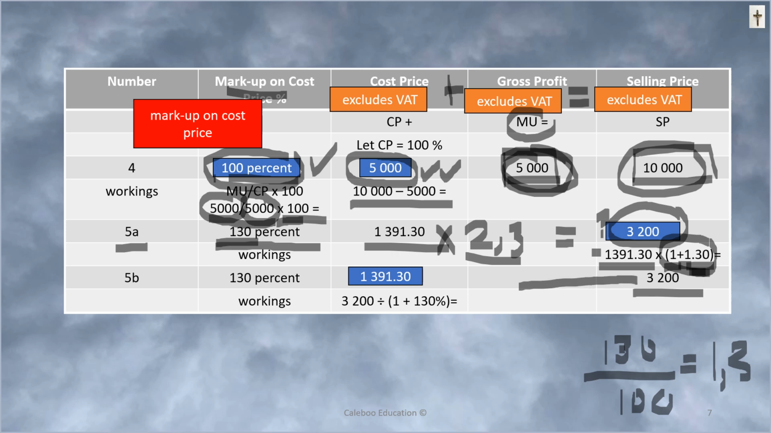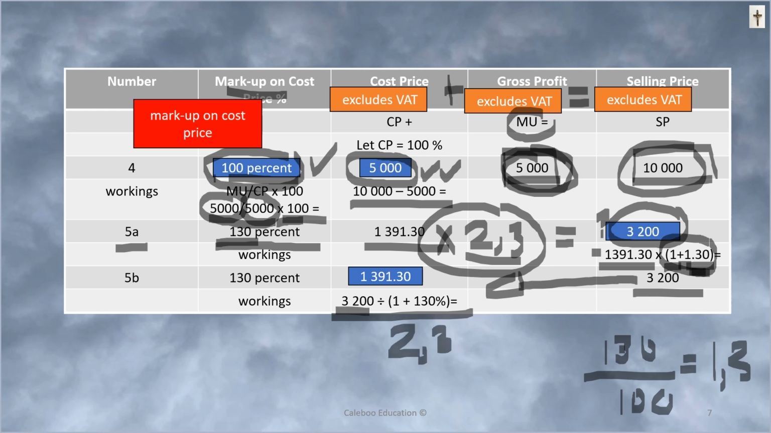Now if I want to work the other way, if in this case I multiply by 2,3, I now need to divide by 2,3. The selling price, excluding VAT, divided by 2,3 is equal to the cost price excluding VAT of 1391.30.